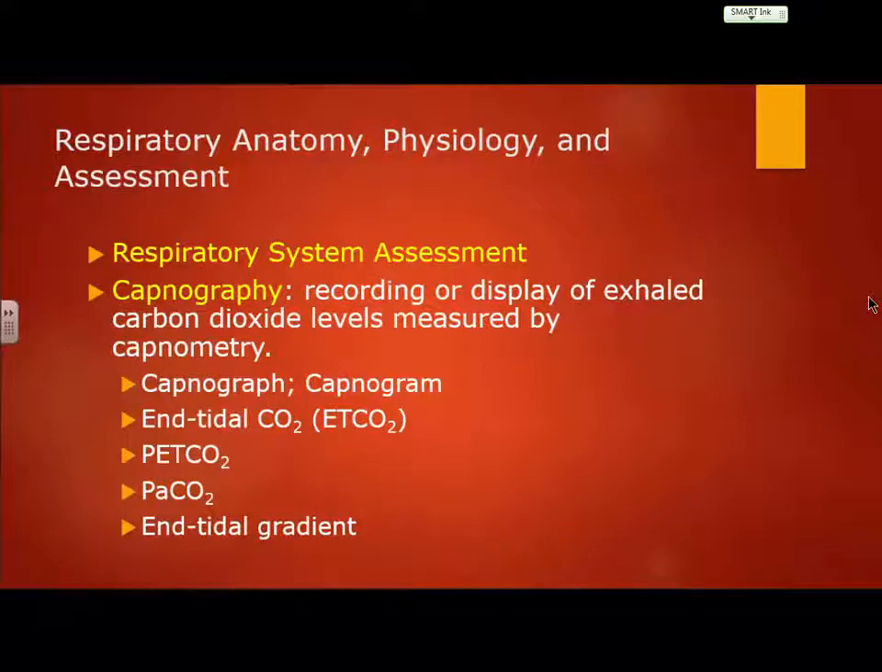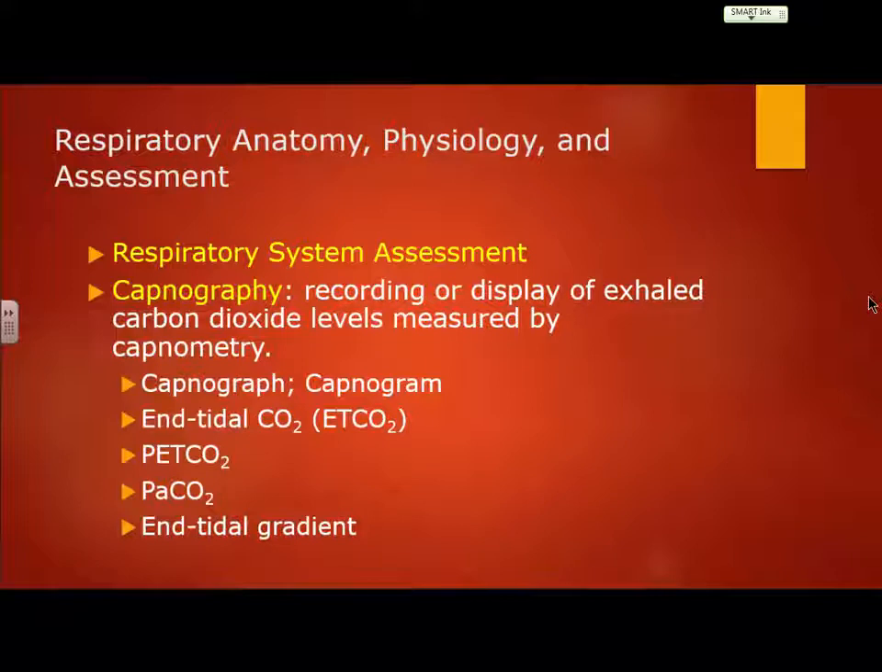Capnograph. Electrocardiograph. What's the common term there? Graph. So what do you think capnograph? Yes, and then capnogram. All right, capnometry. All right, then you've got your end-tidal CO2, which is what we're actually looking at there.